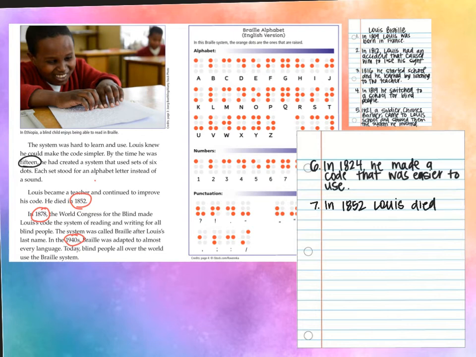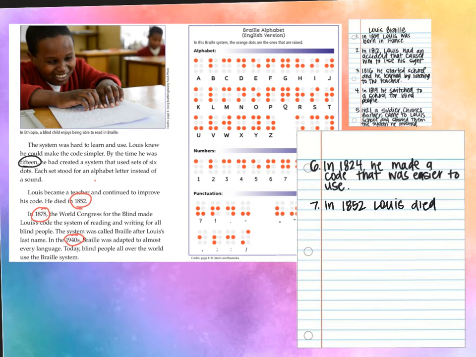Okay, so let's keep on reading because there are going to be some more events in here that lead up to why we call it the Braille alphabet and whatever happened with his invention. In the next paragraph it says, in 1878, the World Congress for the Blind made Lewis's code the system of reading and writing for all blind people. The system was called Braille after Lewis's last name. In the 1940s, Braille was adapted to almost every language. Today, blind people all over the world use the Braille system.